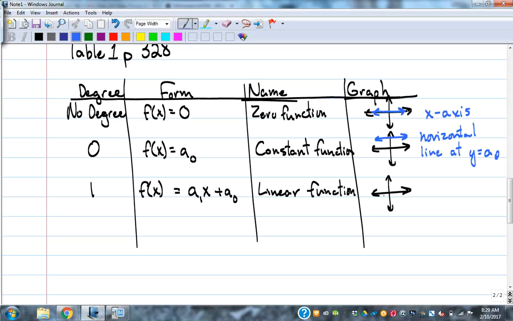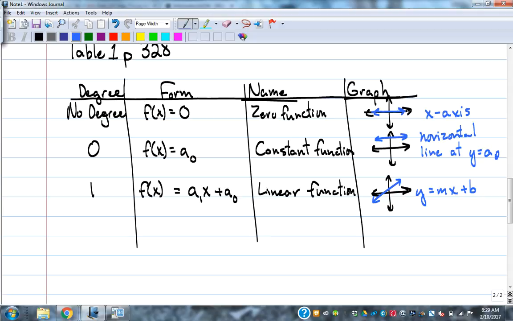So a linear function, on the coordinate plane, could have a positive slope, could have a negative slope. We'll be optimistic today and give it a positive slope. So think y equals mx plus b. Think about it. That's what a linear function, a polynomial with degree of 1, is.